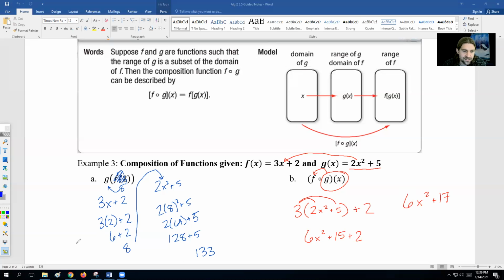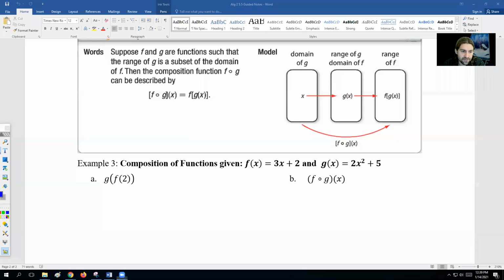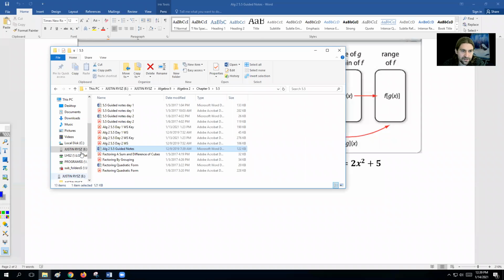So instead of just doing more and more here, let's take a look at some of them that are going to be on your homework. So let's clear all your drawings. Let's go through the day 2 CYU, day 2 worksheet.